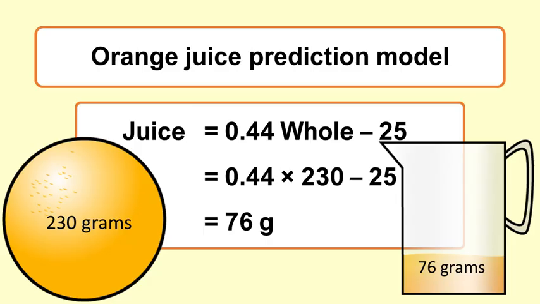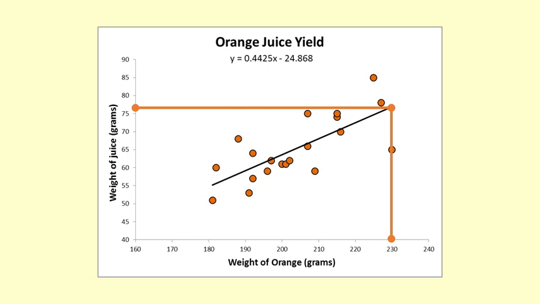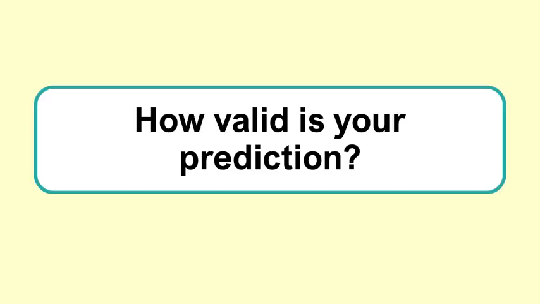Now let's predict the juice in a 230 gram orange. We use the model or formula and find that an orange that weighs 230 grams would be expected to yield 0.44 times 230 minus 25, which equals 76 grams of juice. This can be read off the graph by drawing a line up from 230 grams to where it meets the fitted line and across to 76 grams for the predicted amount of juice.